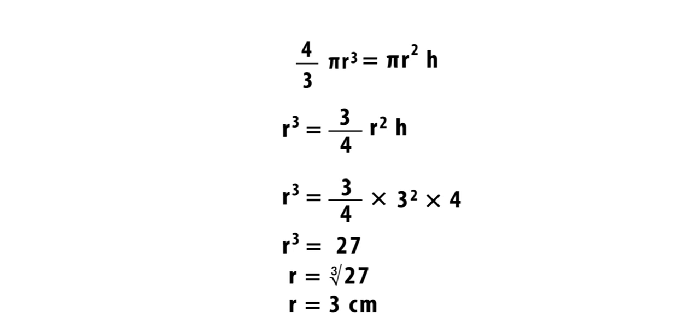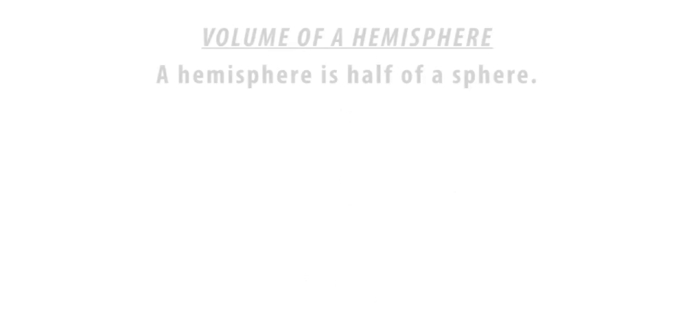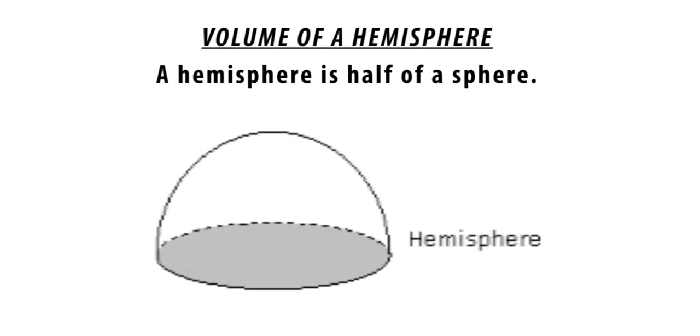Let's look at the volume of a hemisphere. A hemisphere is half of a sphere. So obviously, to find the volume, we only need to calculate half of the volume of a sphere, and that will give us the volume of a hemisphere. So in calculating the volume of a hemisphere, you only need to multiply the volume of a sphere by half.